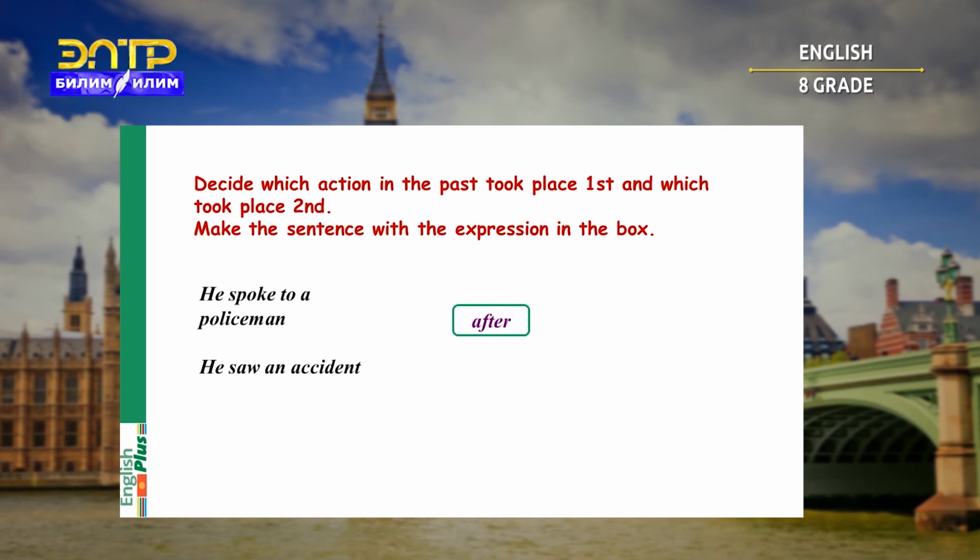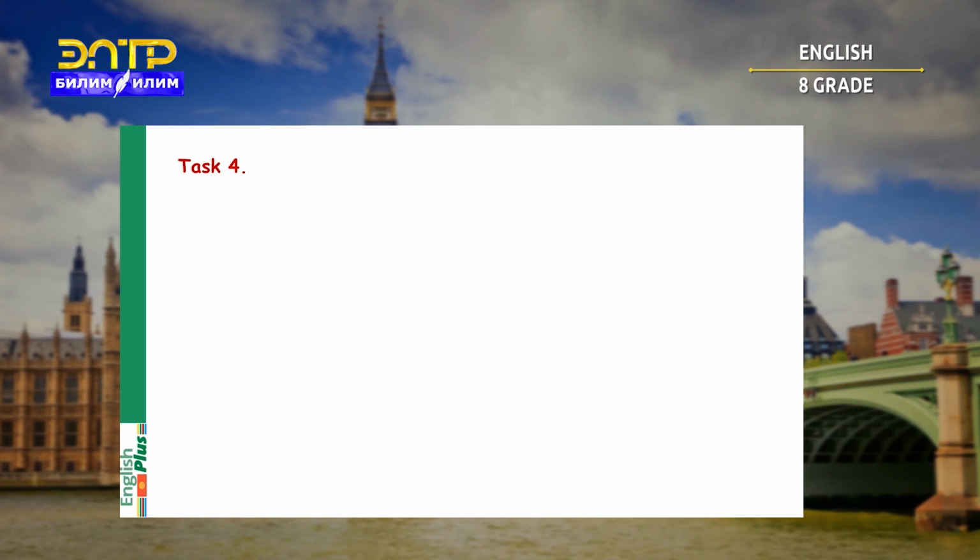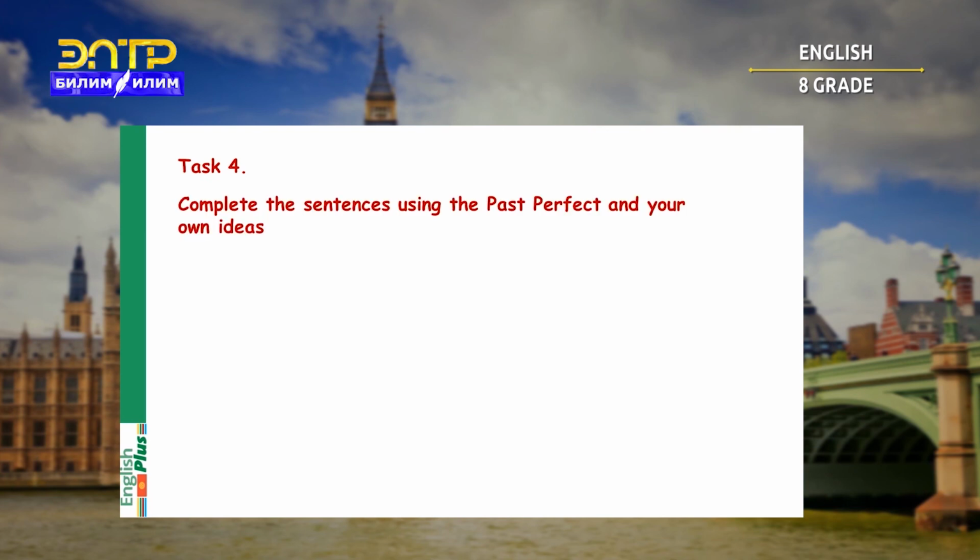So, let's check. Which action happened first? Of course. Firstly, he saw an accident, and only then he spoke to a policeman. So, he saw an accident should be put into past perfect form. After he had seen an accident, he spoke to a policeman. Well done. Good job. Now, let's look at task number 4.